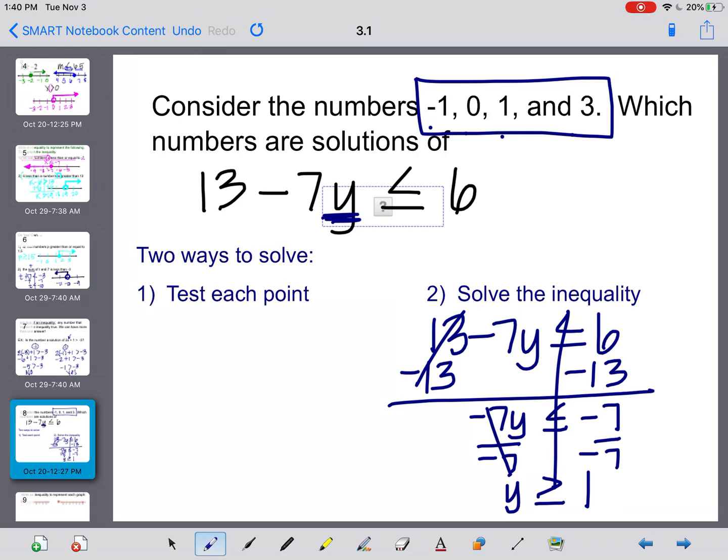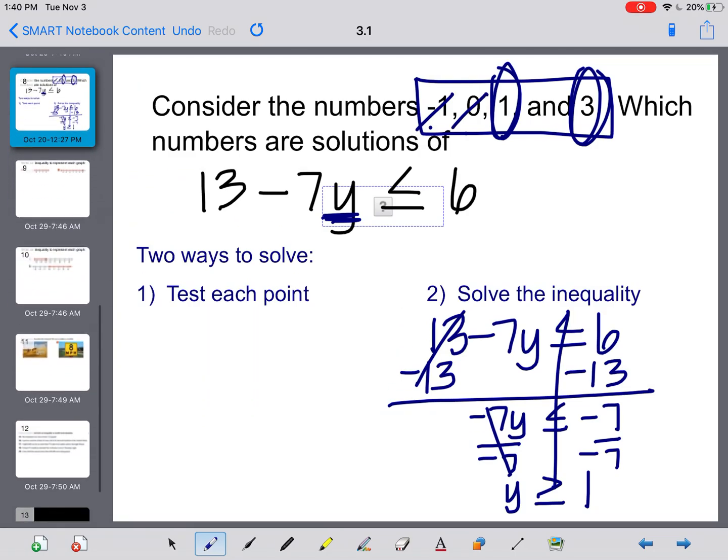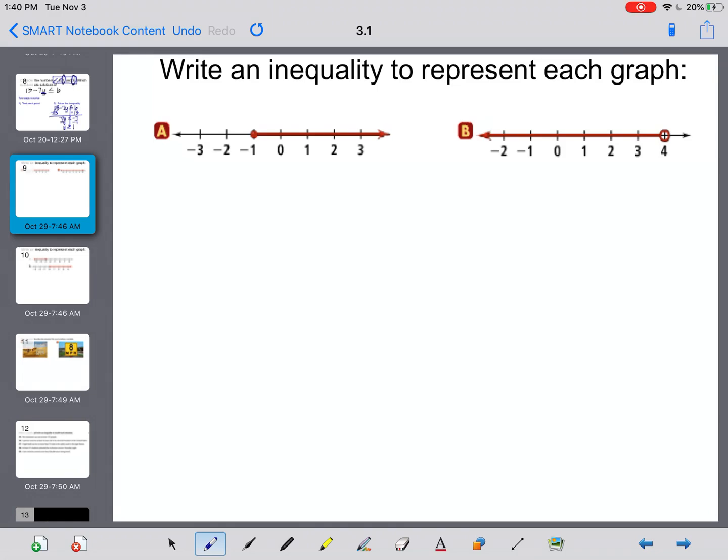Okay, so that means any answer up here in my options that is greater than or equal to 1 would be a solution, while the other ones would not. So that means 1 and 3 would be solutions, -1 and 0 would not.